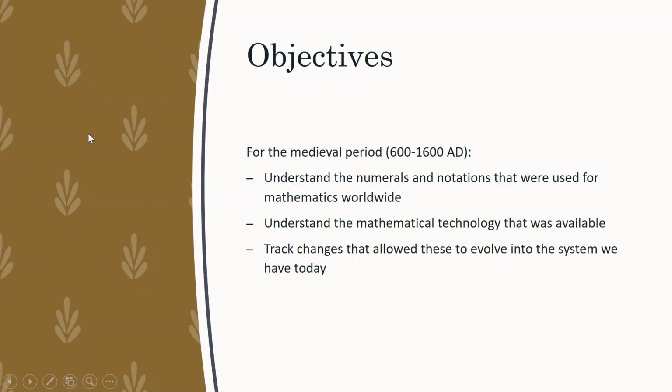What we're going to come out of this class with is an understanding of the numerals and notations that were used for mathematics worldwide. You're going to understand what people were able to do with that mathematics, and you're going to be able to track changes that allowed these to evolve into the system that we have today. So it's going to look a lot different in 1600 and even in 600 than it does today. We're going to look at how different it is.